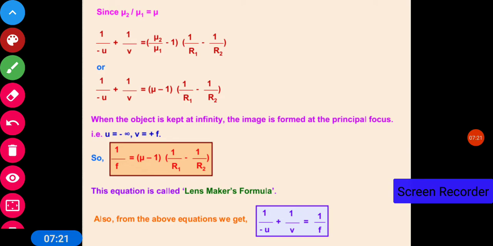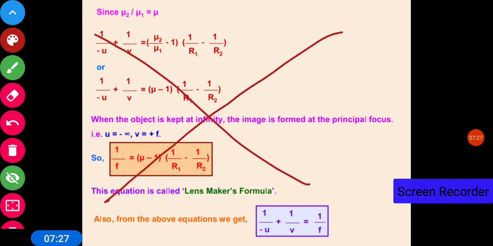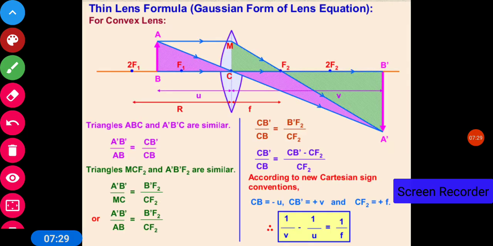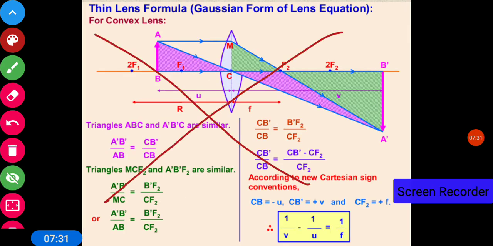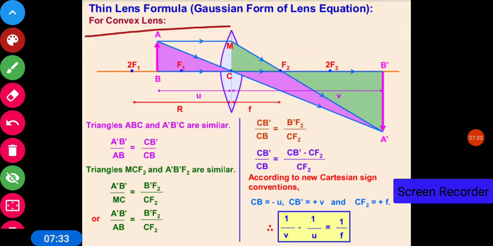Leave this slide. This is the same as I have done, so leave it. Now lens formula for the convex lens. Now the ray diagram you have learned in the previous class 10 also.